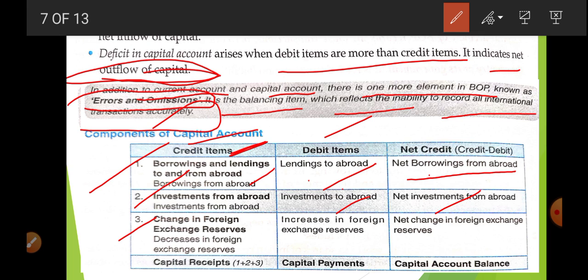Now third, change in foreign exchange reserve. For a decrease we write it on the credit side, for an increase we write it on the debit side, and the difference of it is known as the net change in foreign exchange. Okay, so in this way capital receipt is equal to 1 plus 2 plus 3, and capital payment is related to these three, and when we subtract we get the capital account balance.